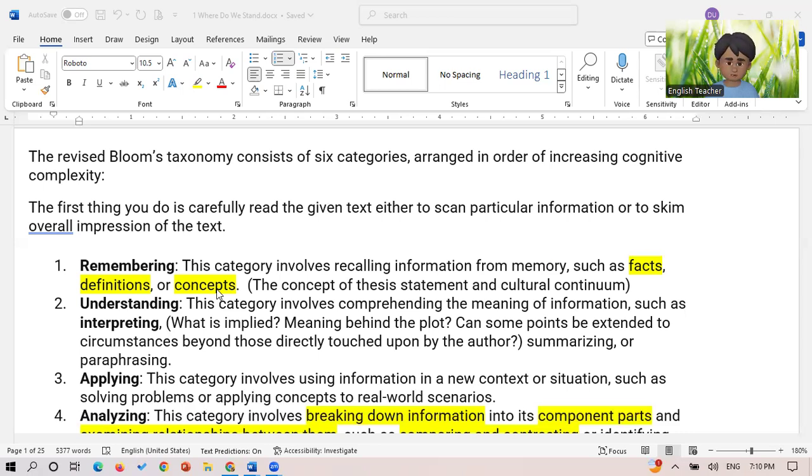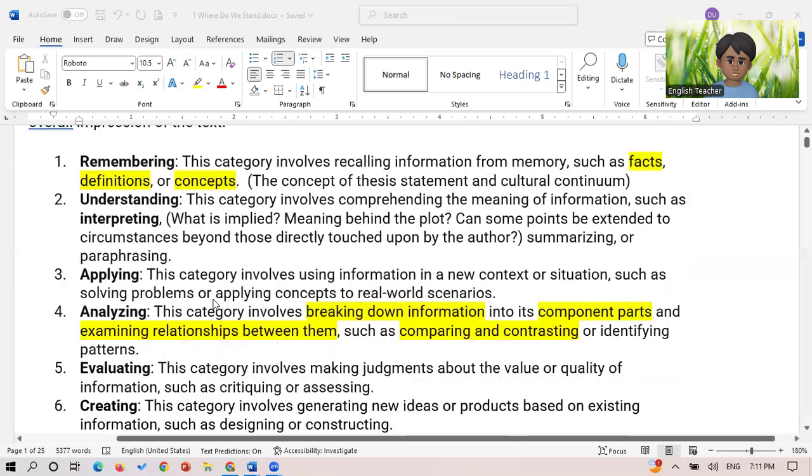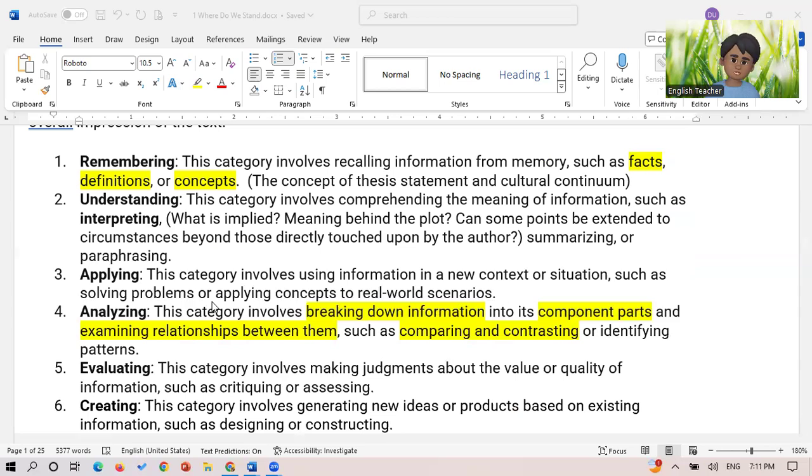I repeat, what do you understand by Bloom's taxonomy? What are the 6 categories of this taxonomy? Explain each of these categories briefly, and also give an example for each category, like remembering, understanding, applying, analyzing, evaluating, creating, from the lessons that you read in English in grade 11 and 12.